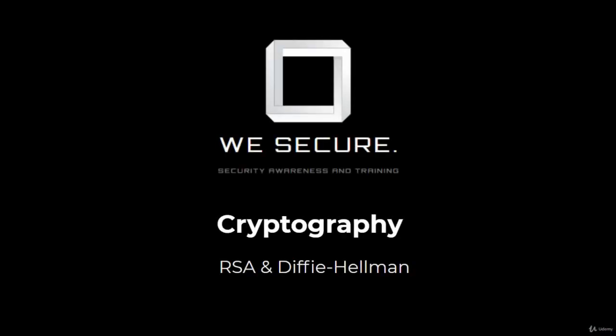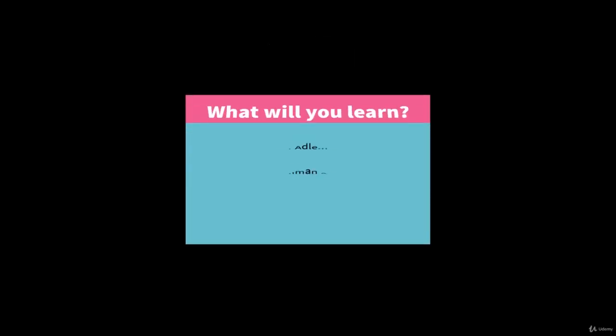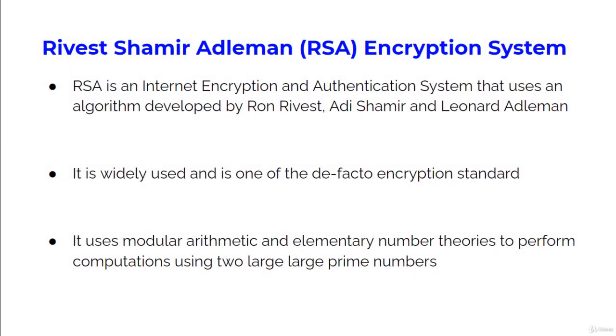Let us continue with the overview of cryptography. In this video, we will discuss two advanced asymmetric algorithms, that is the RSA and the Diffie-Hellman algorithm. RSA cryptography was developed by Ron Rivest, Adi Shamir and Leonard Adleman at Massachusetts Institute of Technology, MIT, in 1977.